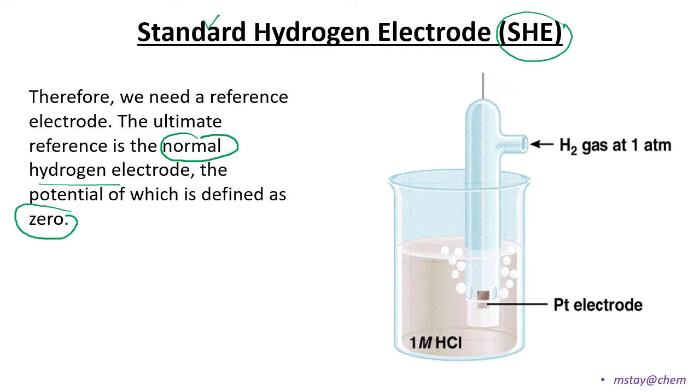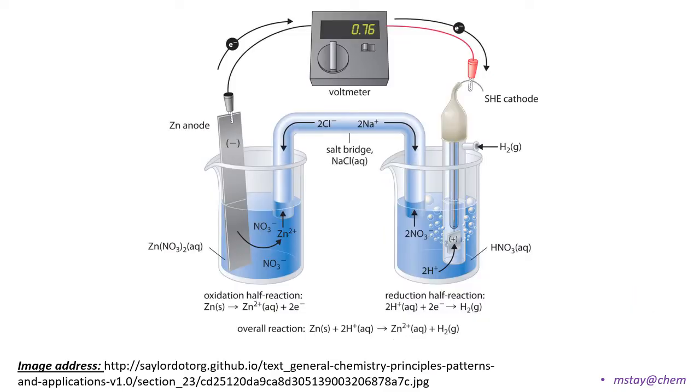Because hydrogen exists as a gas, we need a boiling tube. Then we need the platinum electrode, and again we need a solution containing the hydrogen ion, H plus. Let's have a look at an example.